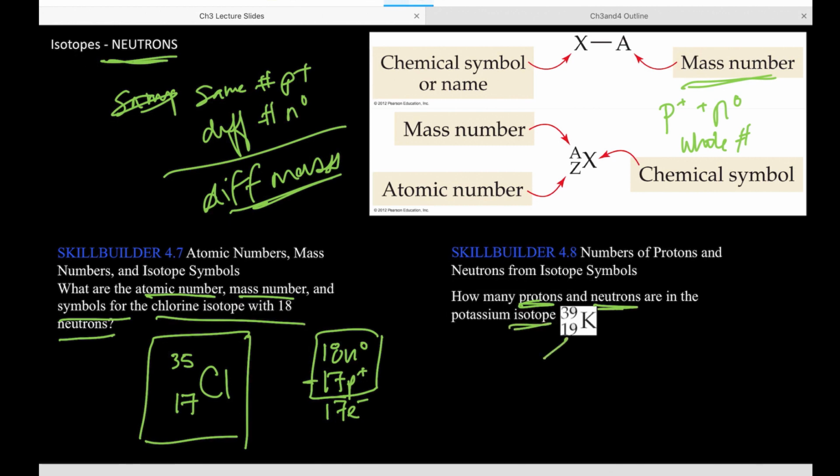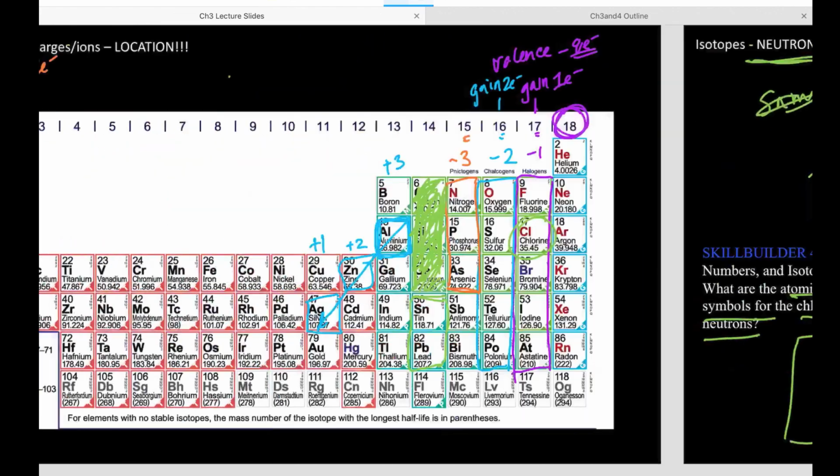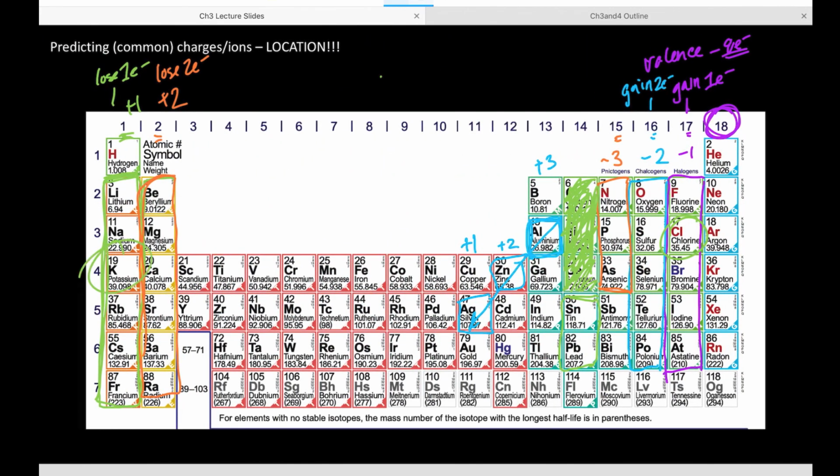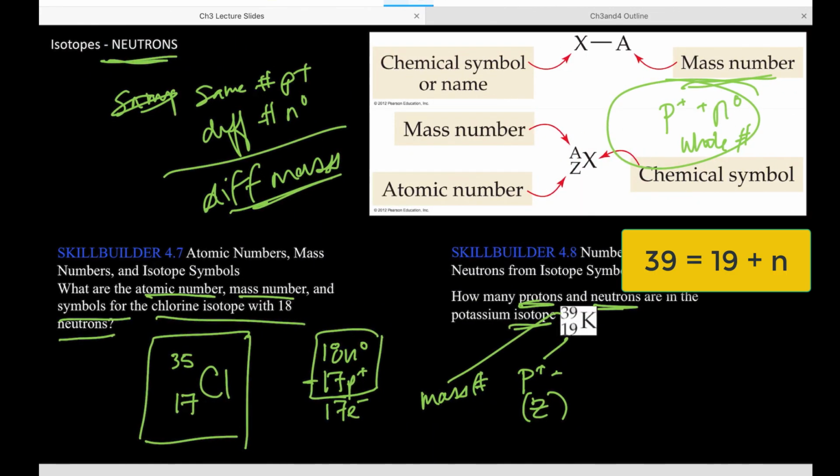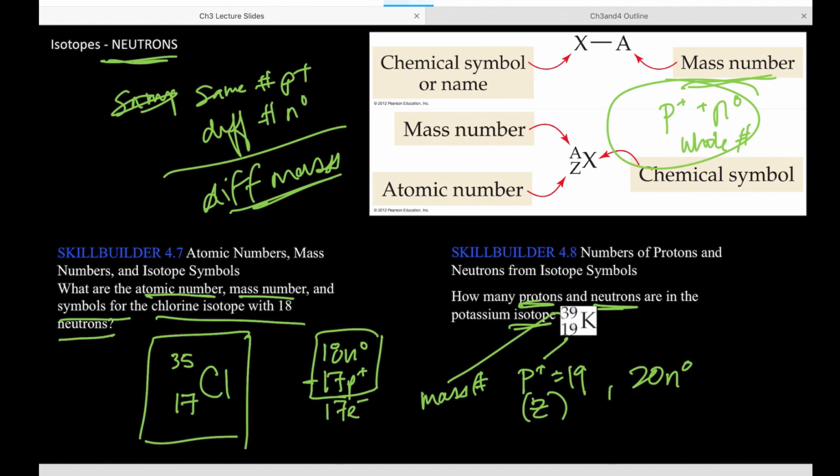So this number down here is the atomic number, also known as this, by the way. And this one up here is our mass number, which we already said is protons plus neutrons. So we'd go find potassium. Potassium is 19, which means that there are 20 neutrons. Does that make sense?